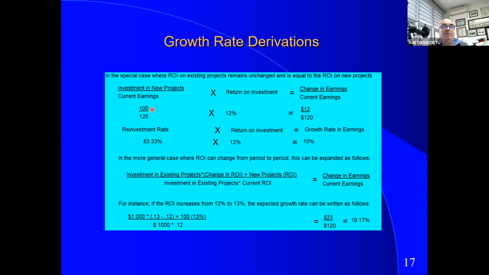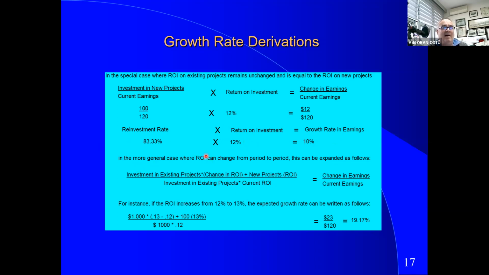So in our example, 100 over 120, the reinvestment rate of 83% is being kept and reinvested in new assets. The ROI has not changed, it's 12%. And this leads to $12 of new earnings divided by the current earnings level of 120, which means that the growth rate in earnings is 10%. So the growth rate will be a multiplication of how much of your earnings are being kept, reinvested in the company, multiplied by the return on investment. So that's the formula we will be using quite a lot.